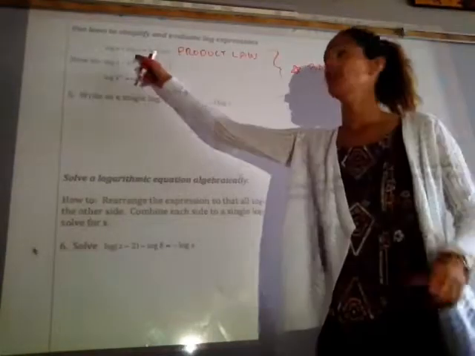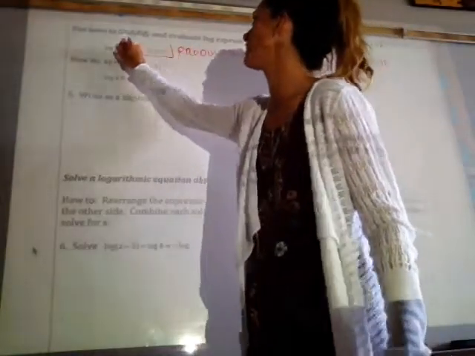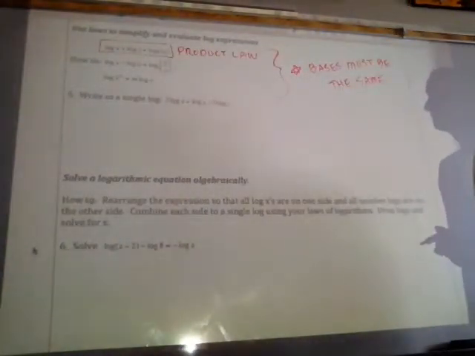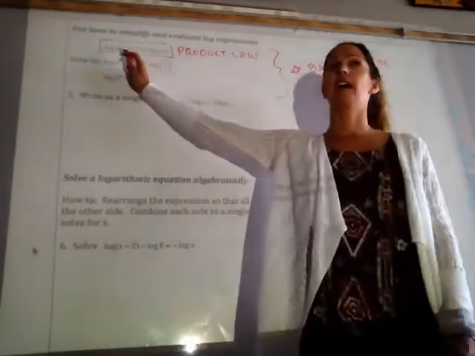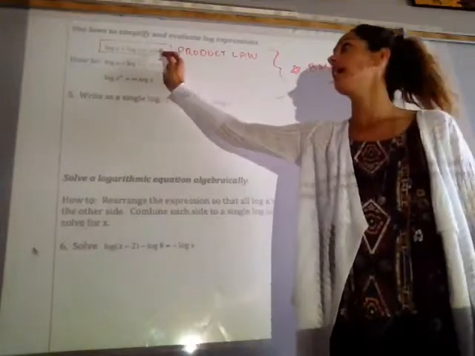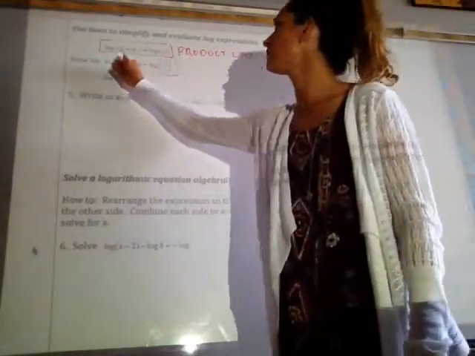Okay, with the product law, oh sorry. All of that's a product law? No, just this top one is the product law. We're going to go through the other ones next. So if you're adding logs with the same base, you take the arguments x, y, and you can multiply them, x times y. Okay, the next one is called the quotient law.